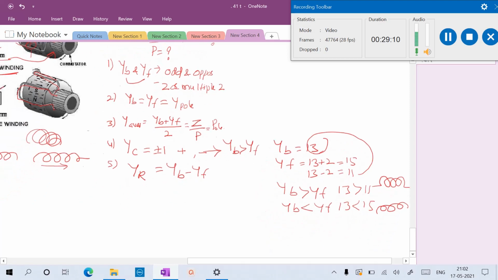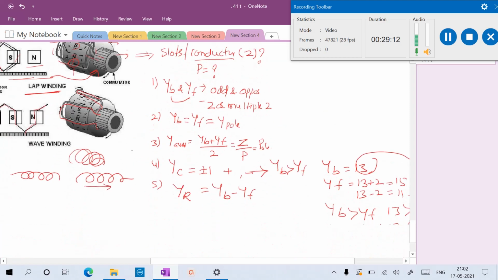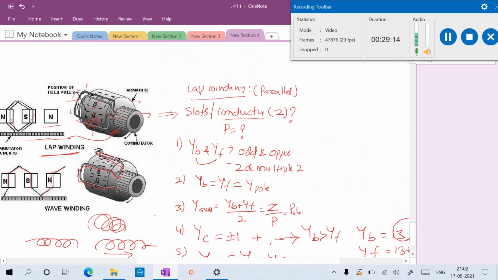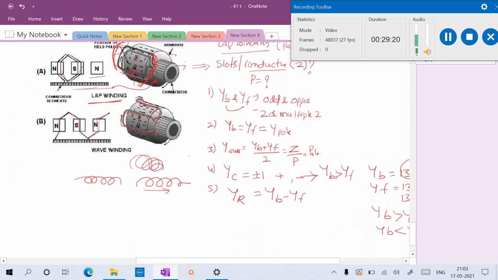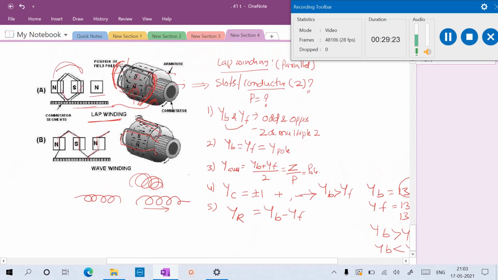So how are you going to find YB first of all? Here the back pitch. What are you going to connect for the back pitch, and what for the front pitch? Back and front. This is the back pitch YB you are going to calculate, and then the front pitch. How are we going to calculate that? Simply, YB is equal to total number of conductors by P plus 1. So the back pitch you are going to get.